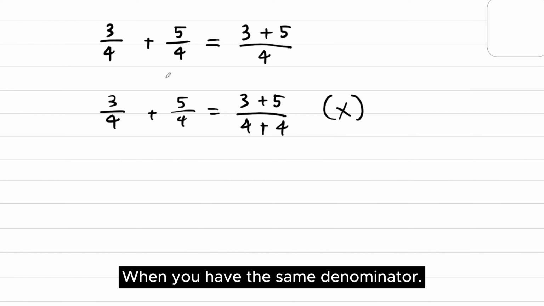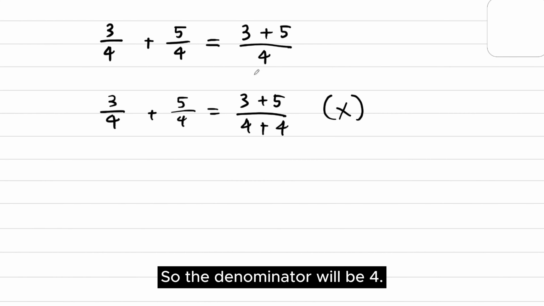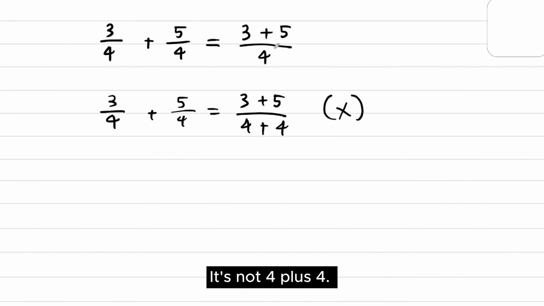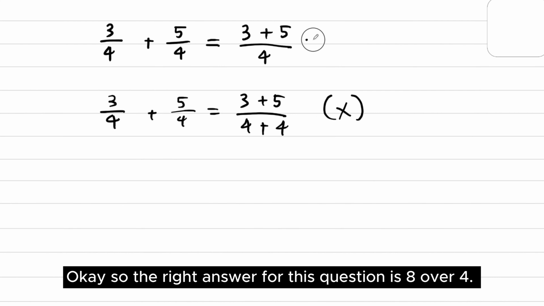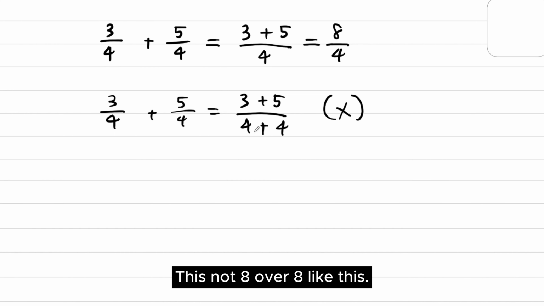When you have the same denominator, the denominator will be 4. It's not 4 plus 4. Okay, so the right answer for this question is 8 over 4. This is not 8 over 8. Yeah, be very careful about this one.